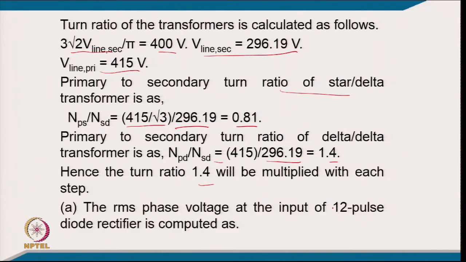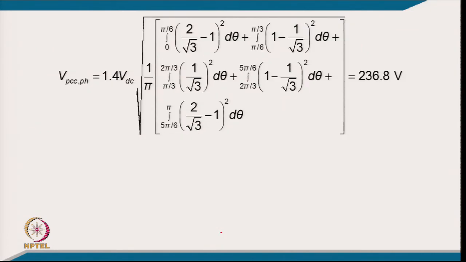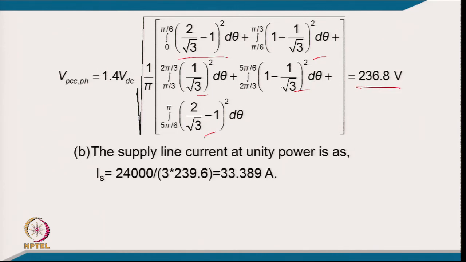So, RMS phase voltage at the input of the 12 pulse diode rectifier is computed from this relation, that comes 1.4 VDC under root 1 by 2 upon 2 pi or 1 by pi, and taking a segment only for typically half cycle. So, 0 to pi by 6, this is the typical segment in terms of VDC, that is the second segment, this is the third segment, this is the fourth segment, this is the fifth segment, and that gives you the RMS voltage at PCC equal to 236.8 volt.